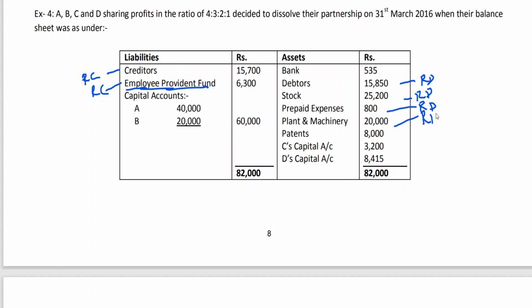Plant and machinery, realization account debit side. Patents, realization account debit side. And C's capital, D's capital. This is what I gave as an example in the last class. Two partners' capital accounts are showing credit balance and debit balance. So this we'll discuss after seeing the complete problem.